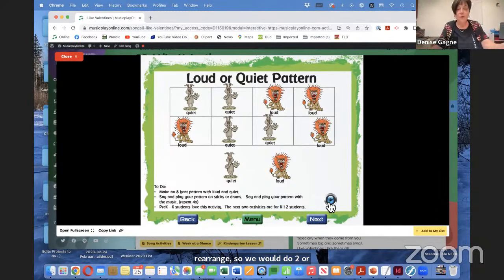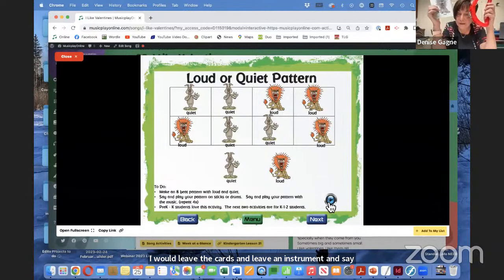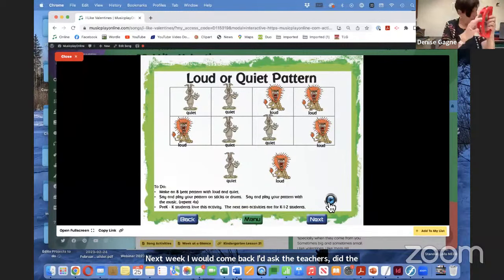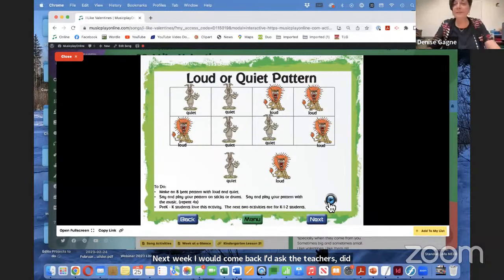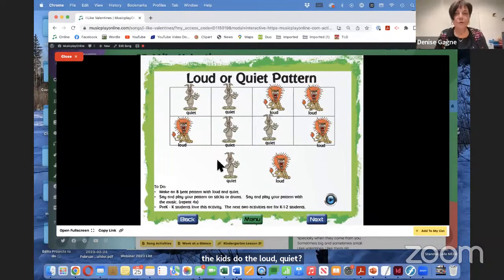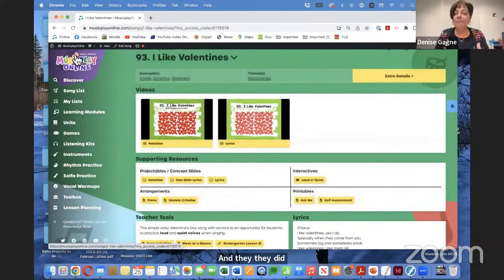But what I would do, I did this primarily in preschool, I would leave the cards and leave an instrument and say, it's going to be a center for you this week. And you can go and do it on your own. Next week, I would come back, I'd ask the teachers, did the kids do the loud quiet? And they did it. It was sometimes a little noisier than the classroom teachers loved, but they would do it.